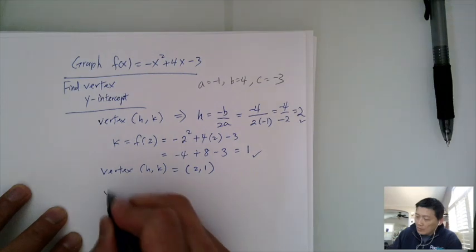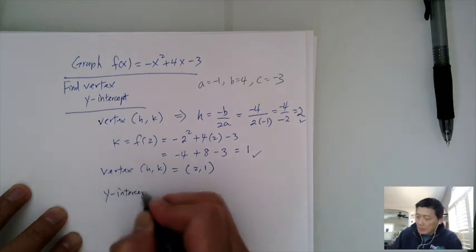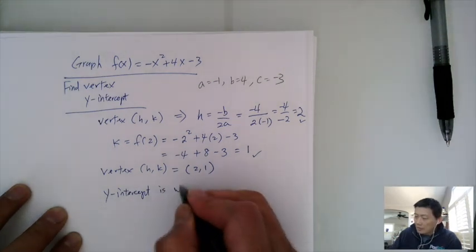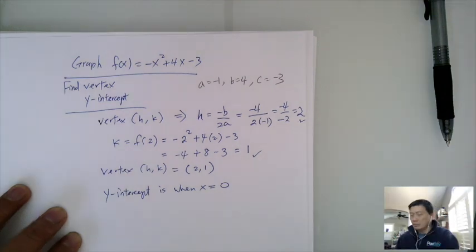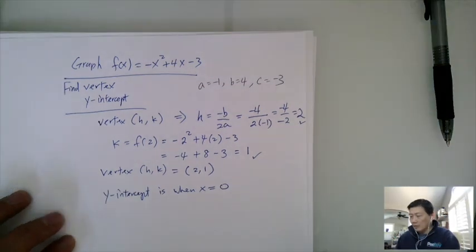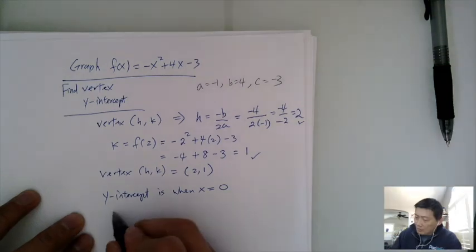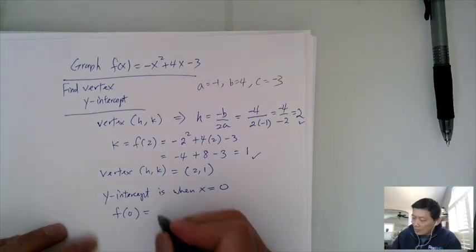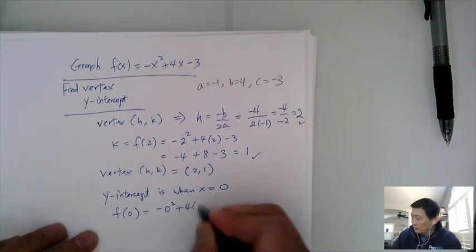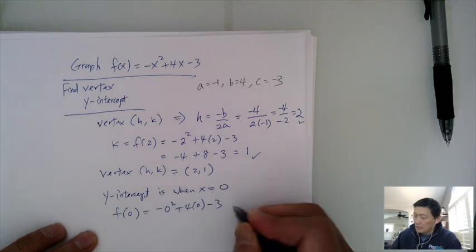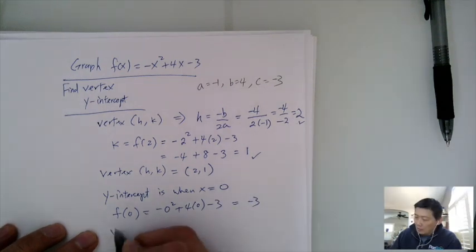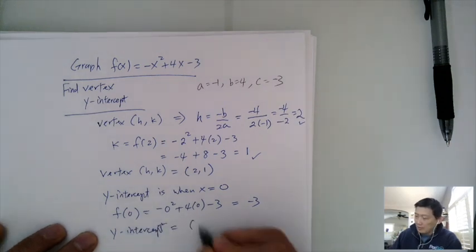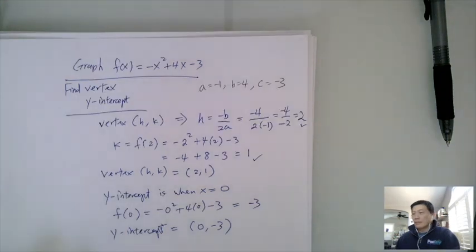Now, y-intercept. Y-intercept is very simple. Y-intercept is when x is equal to 0, right? What is the y value when x is equal to 0? So you put f of 0 in there. You end up with negative 0 squared plus 4 times 0 minus 3. You end up with negative 3. So that means the y-intercept is 0, negative 3.